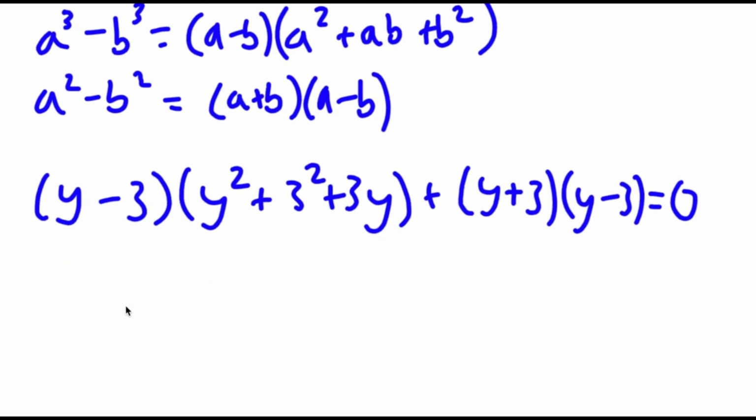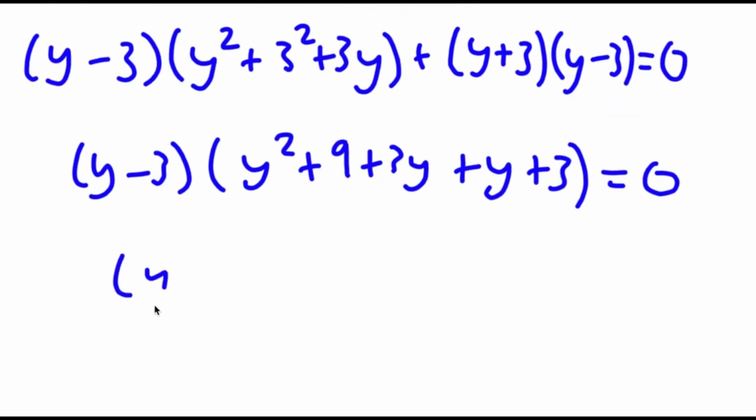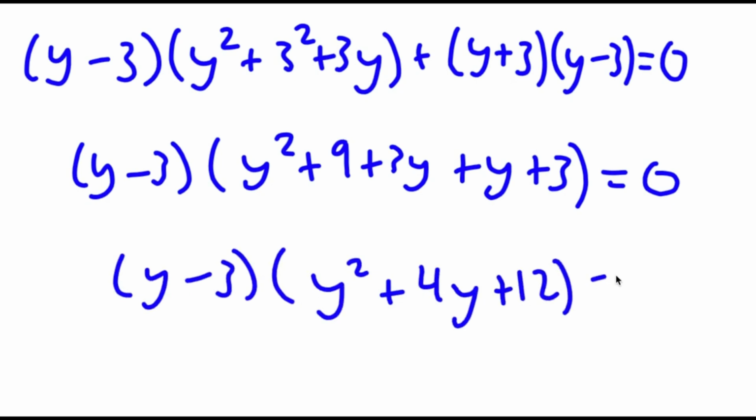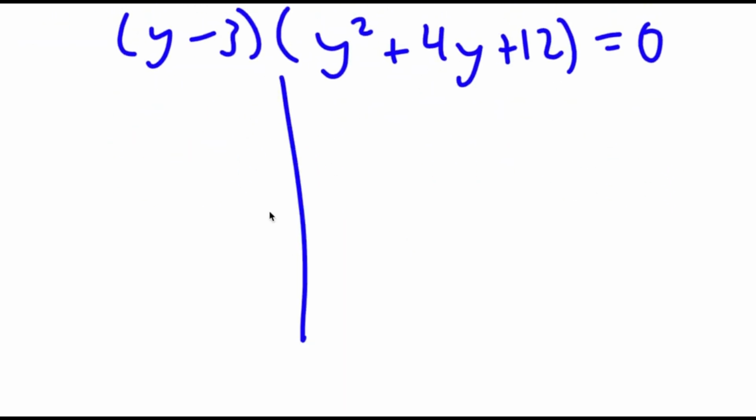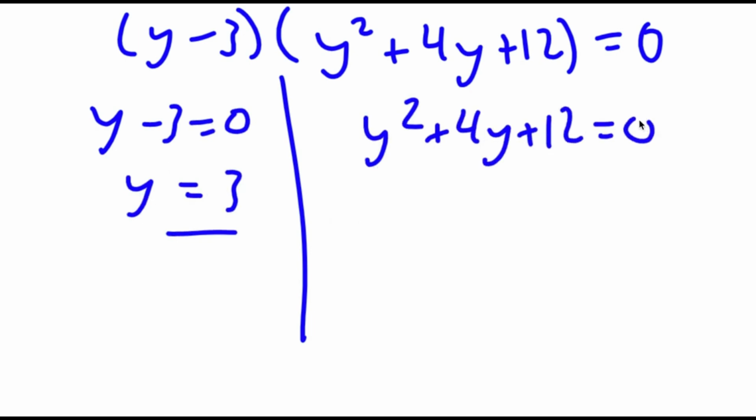Now if I factor out y minus 3, I get y minus 3 times y squared plus 9 plus 3y plus y plus 3, which is equal to 0. This simplifies into y minus 3 times y squared plus 4y plus 12 is equal to 0. So this gives me two equations. Y minus 3 is equal to 0, which means y equals 3. This is one solution. And y squared plus 4y plus 12 is equal to 0.